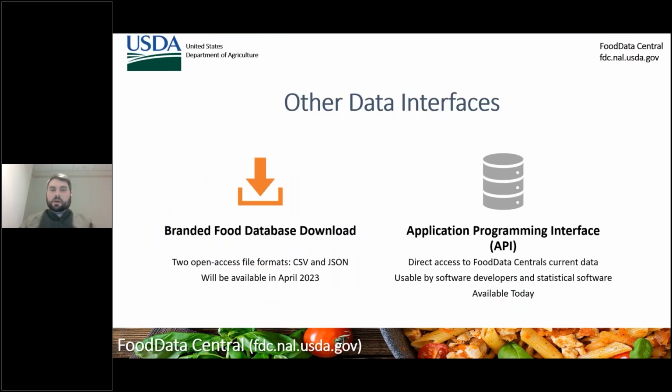And last, we'll be talking about the other interfaces in which users will be able to access the microbe data within the data system. The first is the Branded Foods database download. The download is provided in 2 open access file formats, comma delimited CSV and JavaScript object notation known as JSON. These files are generated every 6 months in April and October.